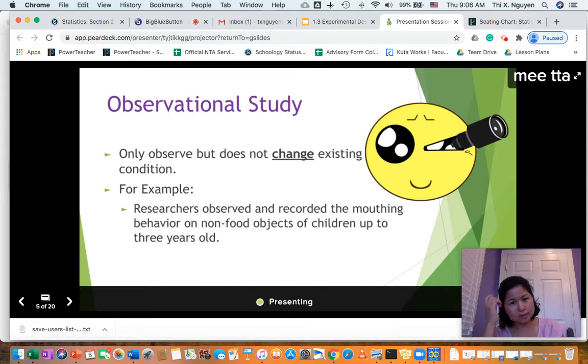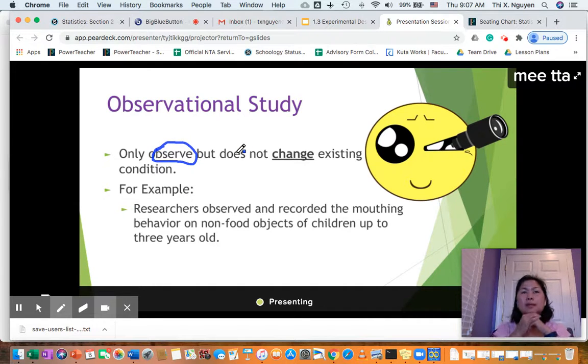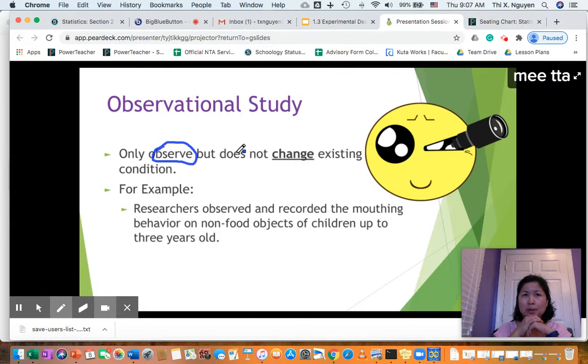Observational study, okay? The definition is you only observe, but you do not change the existing condition. What that means is you only observe, right? Let's think about when you're in school, a lot of times you see admin like Miss Bennett or Miss Krylan or Miss Nubler. They came to my room, right? And they just sat in the corner in the back and jotted down something. That is the observational study.